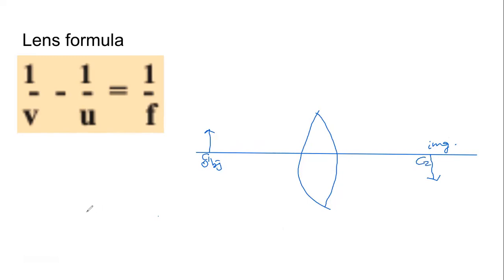Why am I taking this example? We are taking this example because we know certain things. We know that if this is the optical center, OC1 is equal to OC2. We are taking a very simple biconvex lens. If I tell you that I am keeping the object 10 meters from the lens and the image is formed 10 meters from the lens.